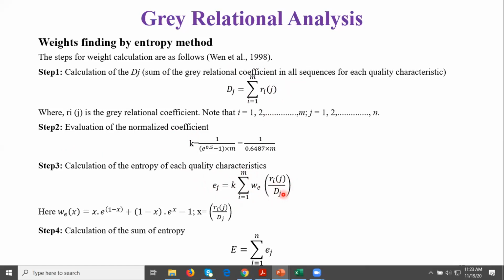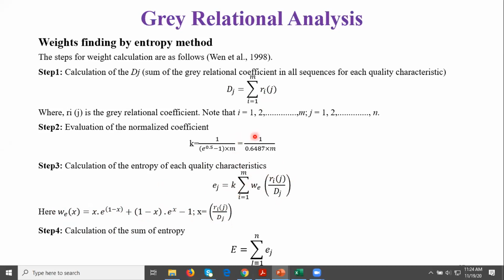Suppose I'm calculating the second experiment's entropy value. You have to take the second experiment's coefficient over all the experiments' gradation coefficient values. And this is WE. They calculate x into E 1 minus x plus 1 minus x into EX. These are the formulas they use, where x means Rij by dj. Whatever value is taken from the gradation coefficients is used to calculate the WE weight function here. From this weight function, they generate the entropy function.